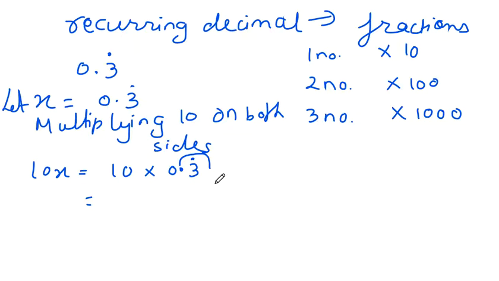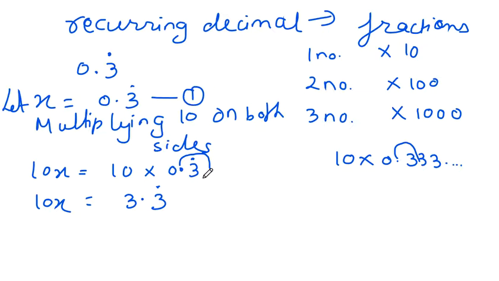So what will happen over here? Now if it is 10 into 0.333, recurring means 3 is repeating. So here your decimal is moving right. So it will be 3.3 recurring, because the 3 is repeating. So mark this as 1 and 2. Here we will subtract these 2 and 1.